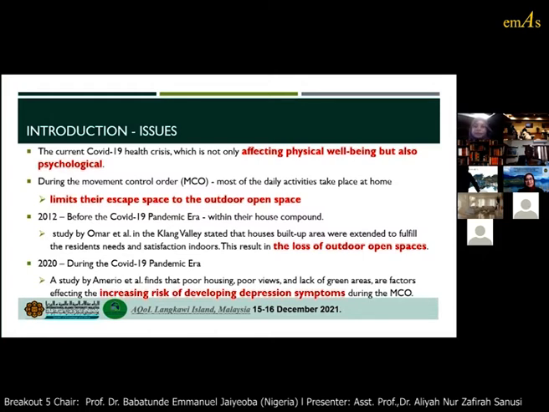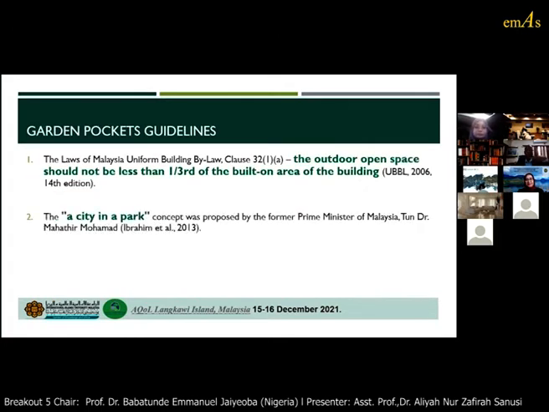Okay, and there's a recent study in 2020, during the COVID pandemic era, during the lockdown period. The study finds that poor housing, poor views, and lack of green areas are factors affecting the increasing risk of developing depression symptoms during the movement control order. There have been guidelines for green pockets in buildings in Malaysia. Under the UBBL 2006, 14th edition, it stated that the outdoor open space should not be less than 1/3 of the built-on area of the building.